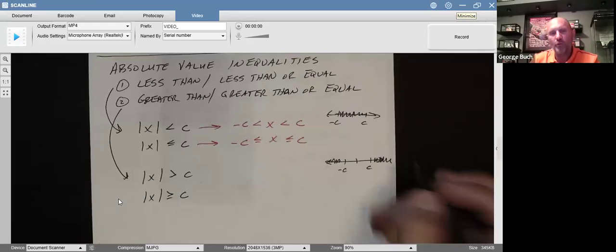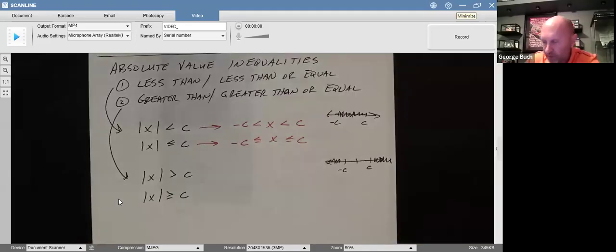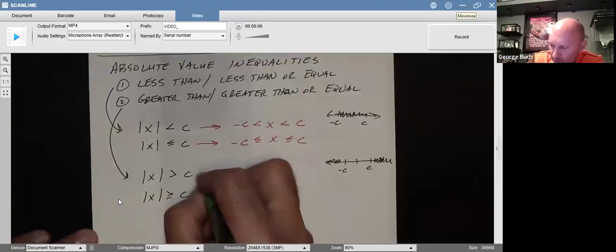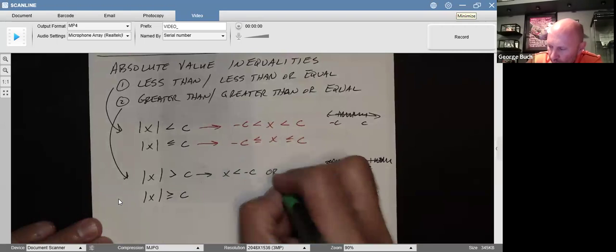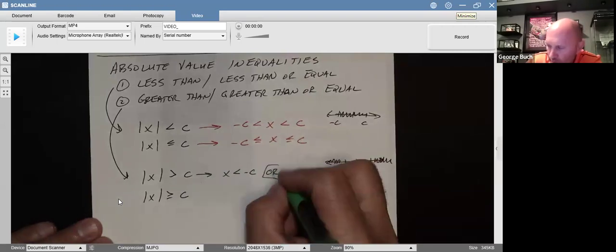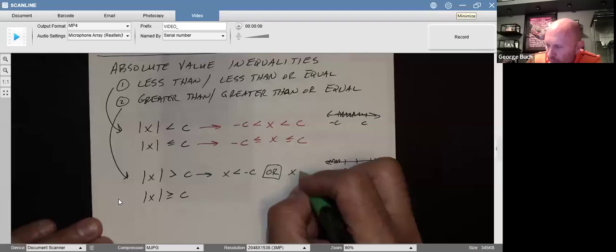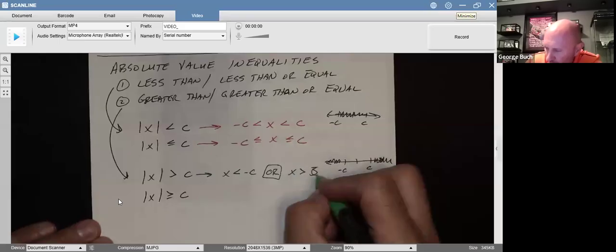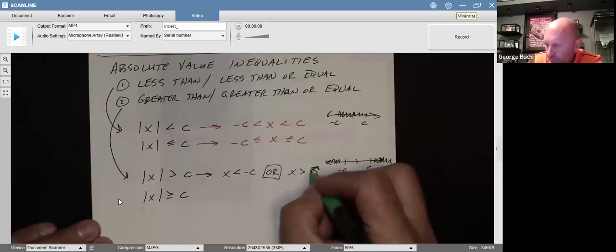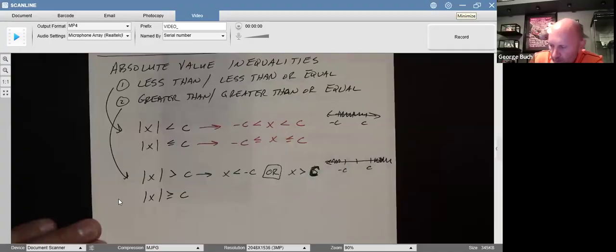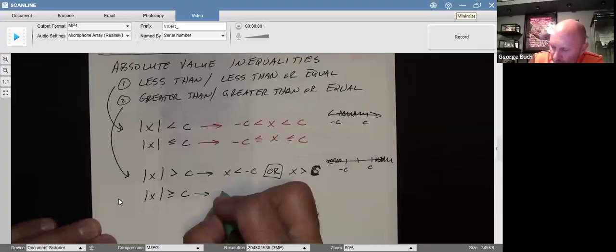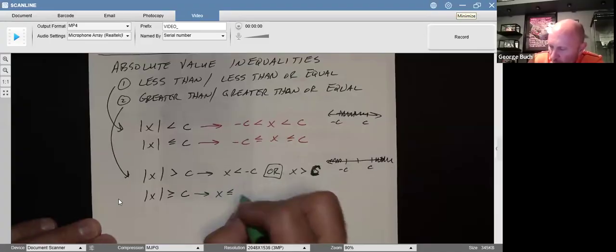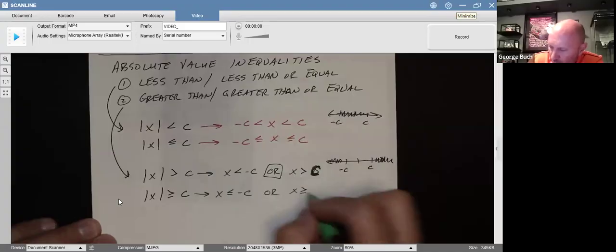And so that's the inequality that's going to get generated for both of these. We have x is less than negative c, or, what do we know about or? That's our union. x is greater than positive c. Or if it's greater than or equal, same type of inequalities. It's just now less than or equal to negative c, or greater than or equal to positive c.